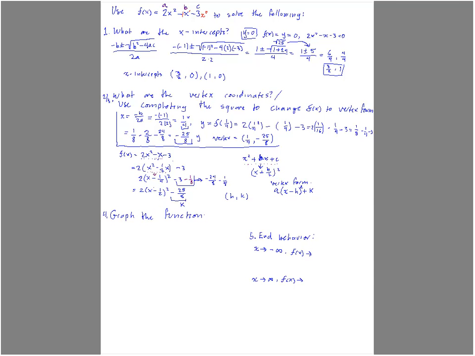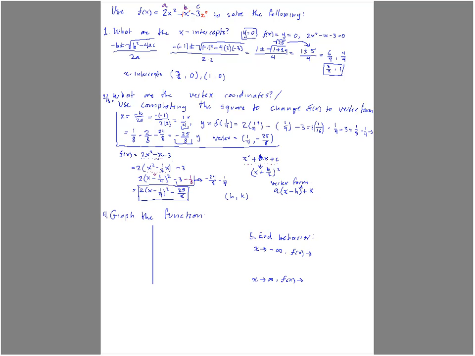So the final answer for the vertex form of this equation is 2 times x minus 1/4, sorry, kind of erased that little line there, squared minus 25 over 8. So now if we go ahead and graph this function, we have to use a little intuition about transformations of graphs and our fundamental functions.